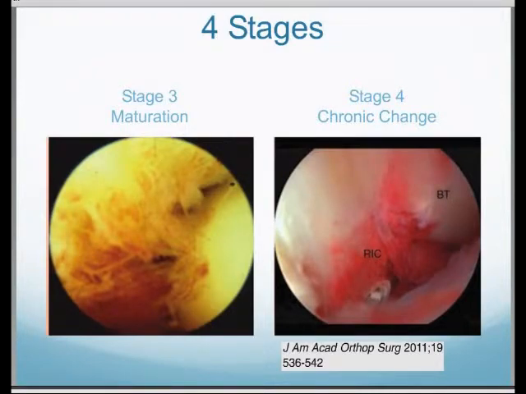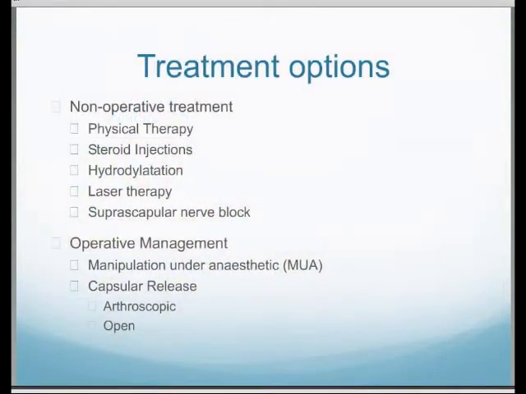So treatment options: the mainstay is definitely non-operative treatment. Physical therapy, both self-led or directed by therapists. Steroid injections have a role. Hydrodilatation is used in some parts of the world with good effect. And there are some reports of laser therapy or suprascapular nerve blocks being effective. Then operative management: manipulation under anesthetic has been described for at least the last 60 years. You can also use a capsular release, and that can be done arthroscopically or open.